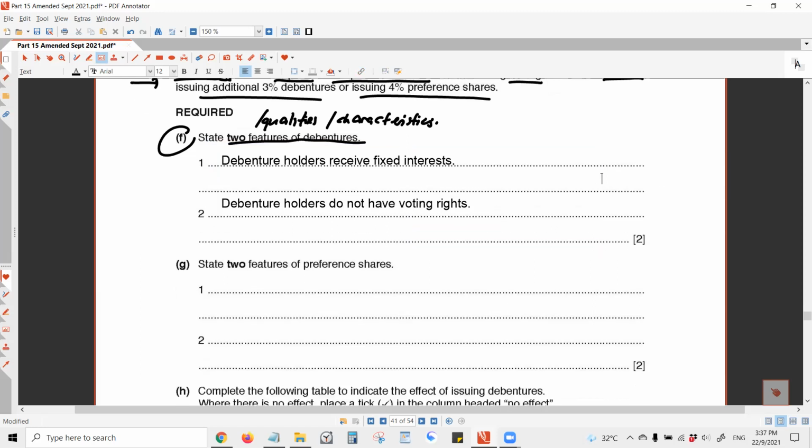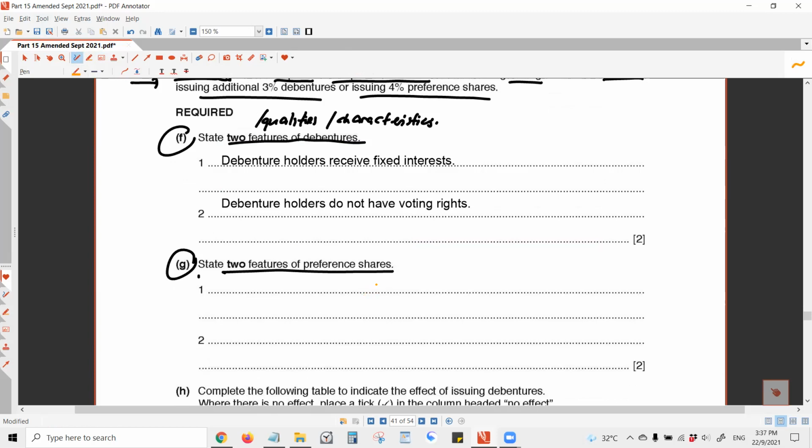Now, question G is also something different, which we have never seen before. State two features of preference shares. Two features of preference shares. Let me write in short form this time to save time. But in the exam, make sure you write in full.